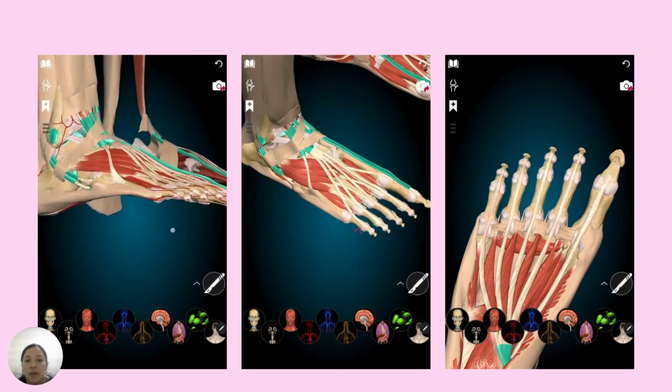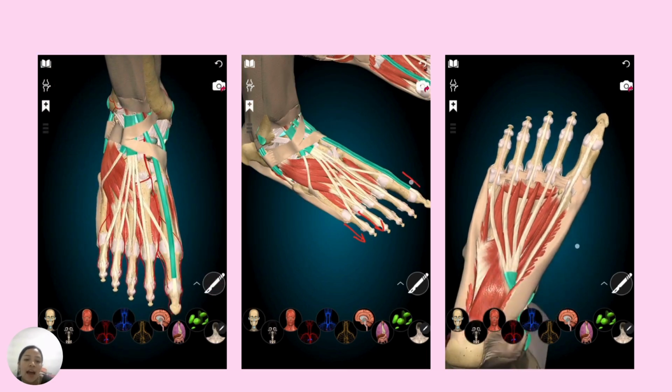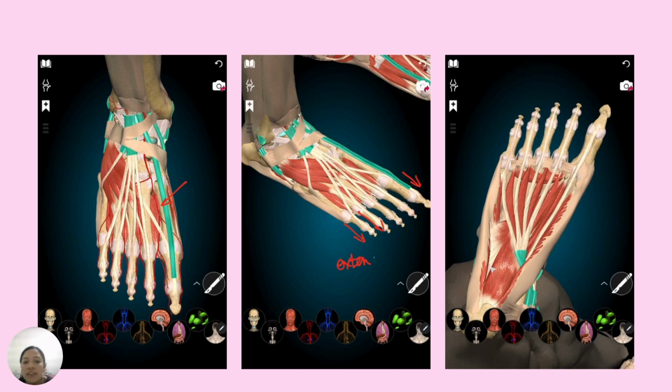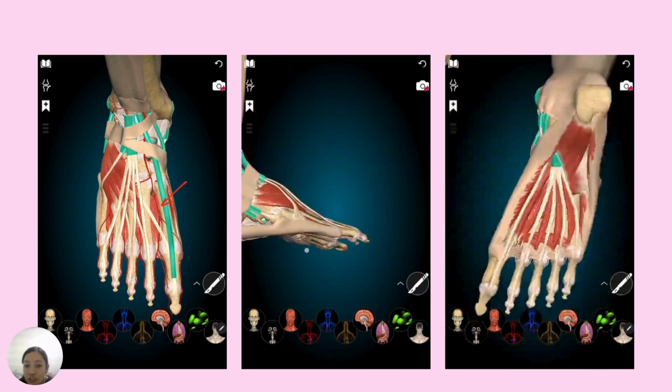On the sole, the skin is thick and anchored by fibrous strands to the bones and the plantar fascia. This prevents slipping and also protects against pressure.